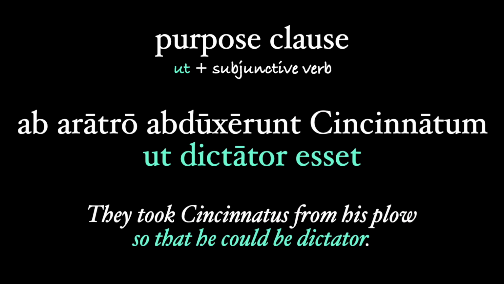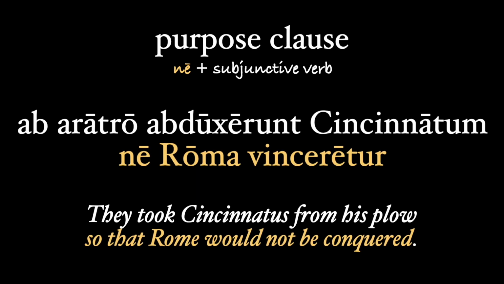Ab aratro abduxerunt Cincinnatum, ut dictator esset. They took Cincinnatus from his plow so that he could be dictator. The reason why they took Cincinnatus from his plow is answered by the purpose clause. To make a negative purpose clause, we use ne instead of ut, so let's change this last one just a little bit. Ne Roma vinceretur.